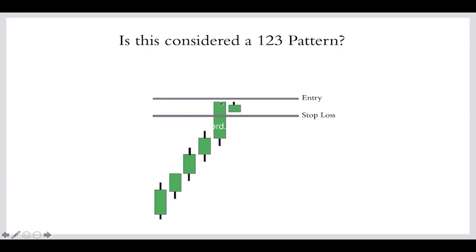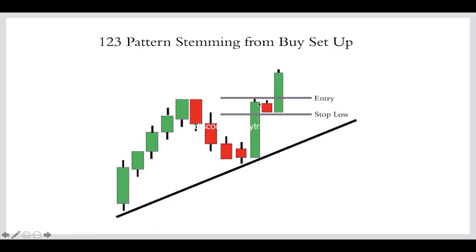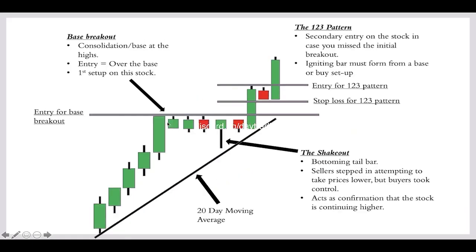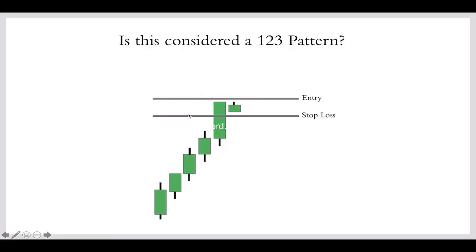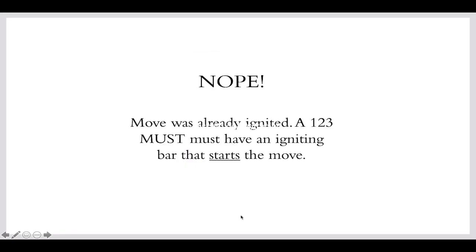But that's not what we want here. We want the first bar to be an igniting candlestick. It has to stem from either a buy setup, meaning it has to stem from a pullback, or from a base. It ignites. It's really important. You wouldn't believe how many questions I get about this. They'll give me an example like this, and they'll be like, is this a 1, 2, 3? No, it's not a 1, 2, 3, because this candle is not igniting a new move higher, okay?